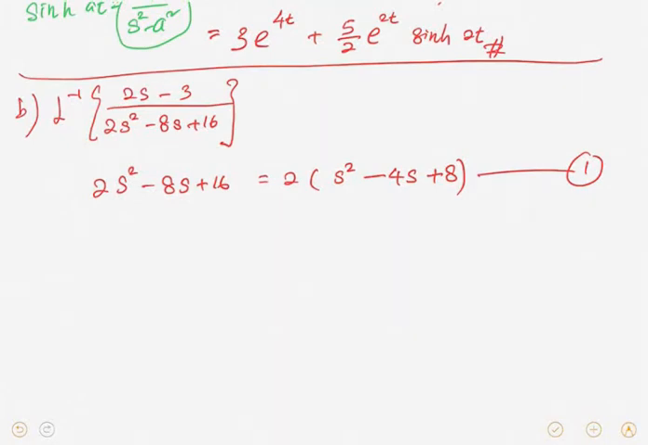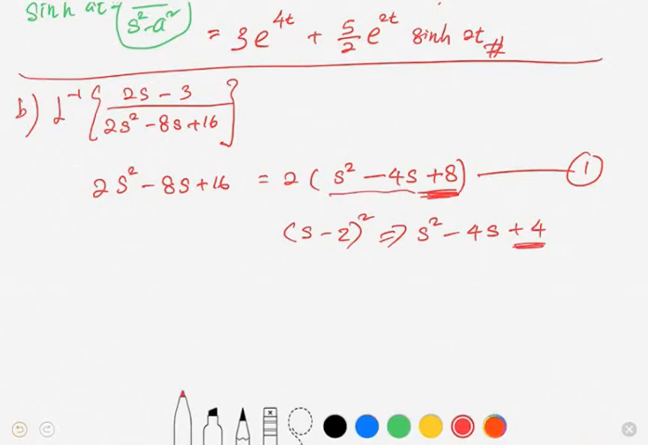Okay, now how do we find s squared minus 4s? How do we obtain it? For example, let's say we have s minus 2 squared. What can we obtain here? If you have s minus 2 squared, we can obtain s squared minus 4s plus 4. But what we have here is positive 8, and you only have positive 4, which is not enough. We need to add 4. Okay, so we need to add 4 here.